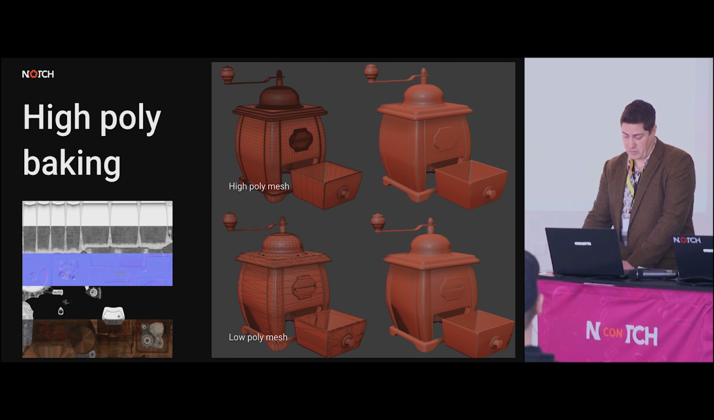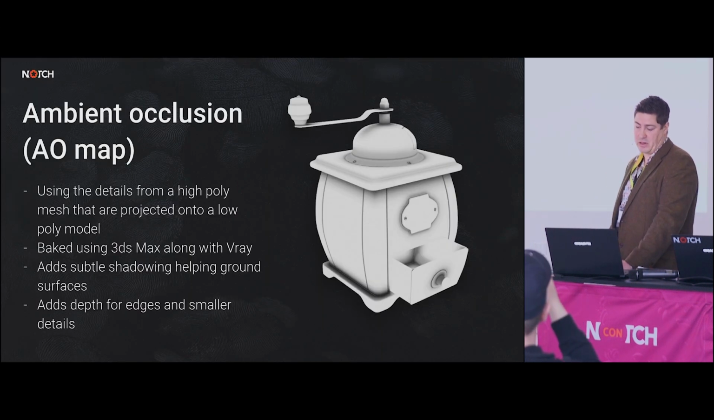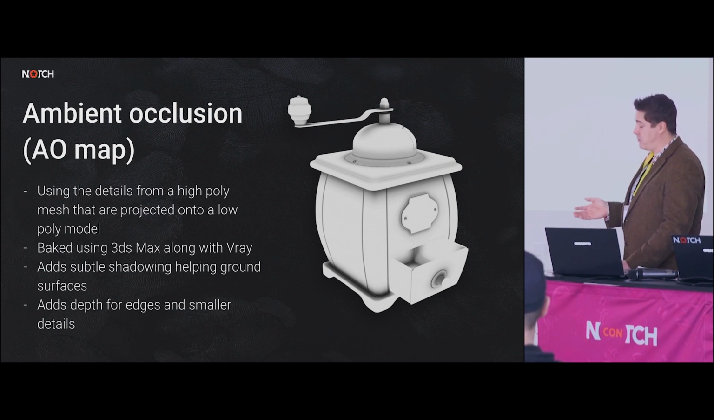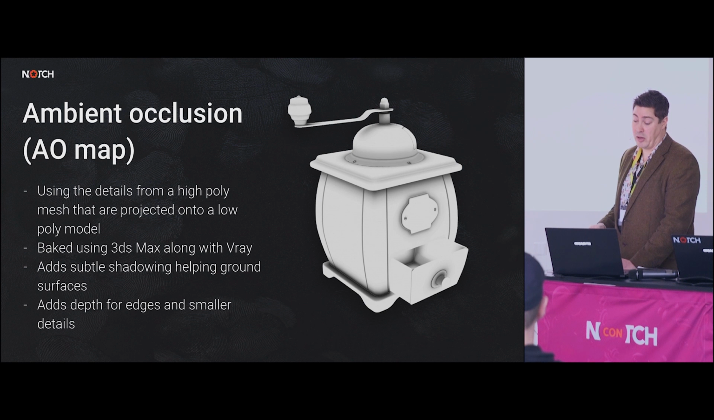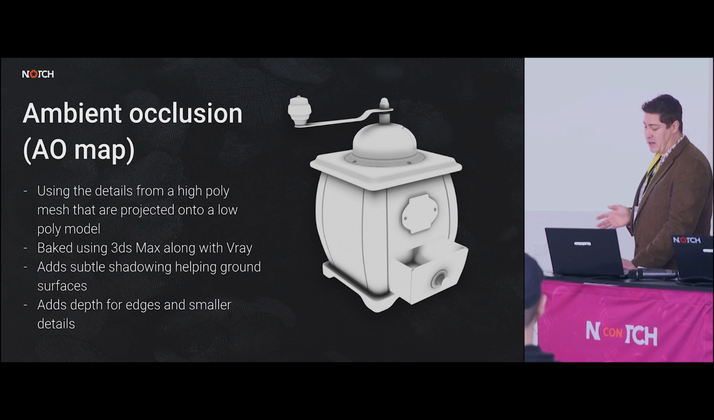I'll go into that in more detail in the next slide. So this is the ambient occlusion map. It's applied to the 3D object. It's been created using the high poly version of the mesh and baking the high poly details onto the low poly model to create the ambient occlusion texture, which is using the UV layout of the low poly mesh.